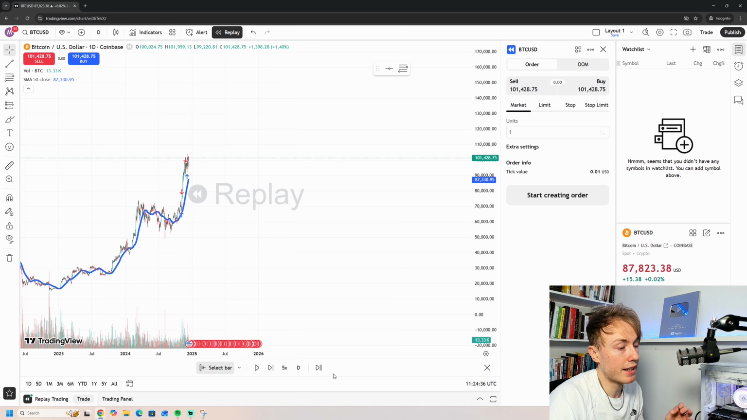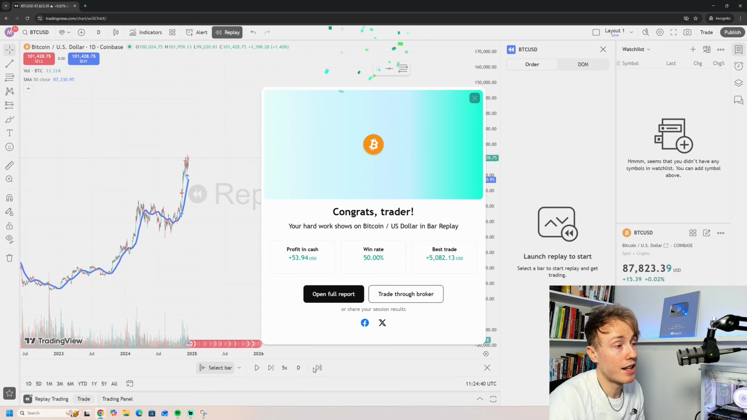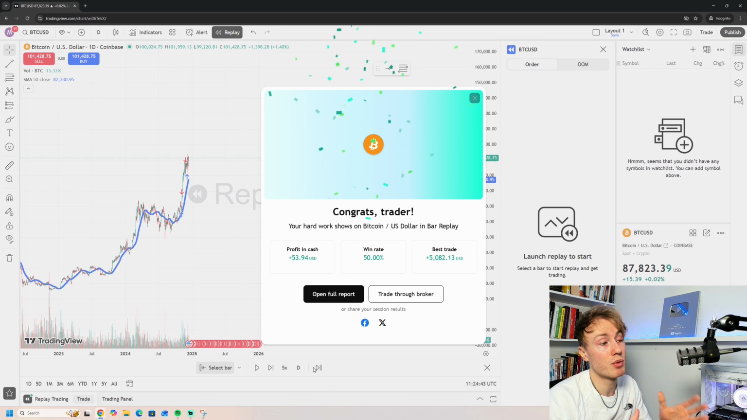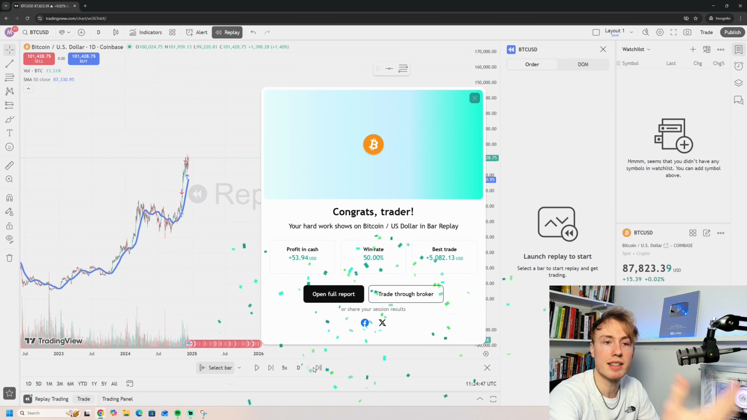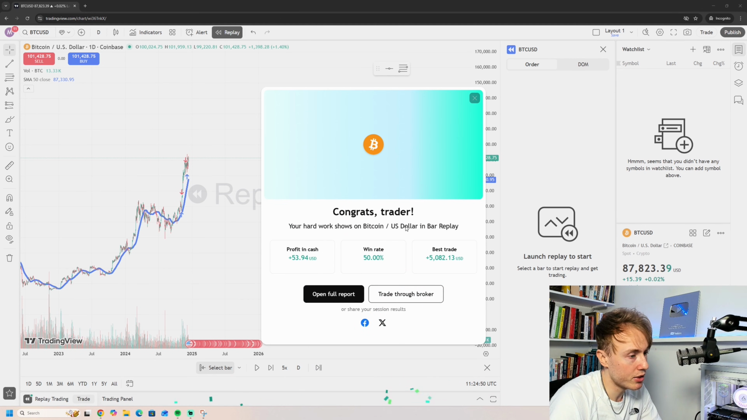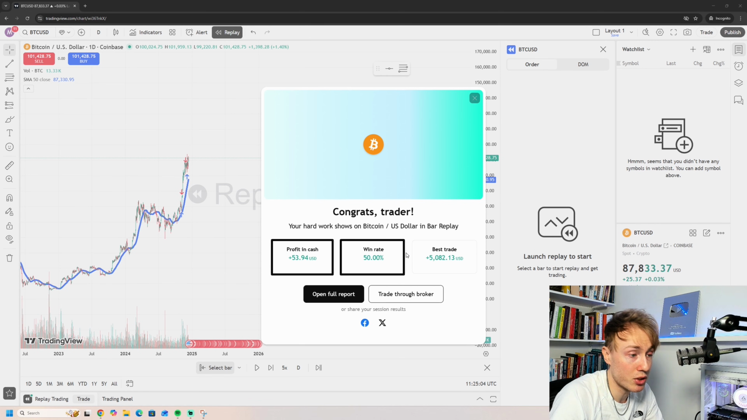And now if you want to jump back to the real-time chart, you can press right there. And here you actually get something cool. When you jump back to the real time, you will get your result. So how did it go for your trades? And here you can see, remember, we did win one trade, but we lost the short trade. So we had a win rate of 50%. But here, we actually made some profit right here. So you can see your profit in cash, and you can see your best trade right here.